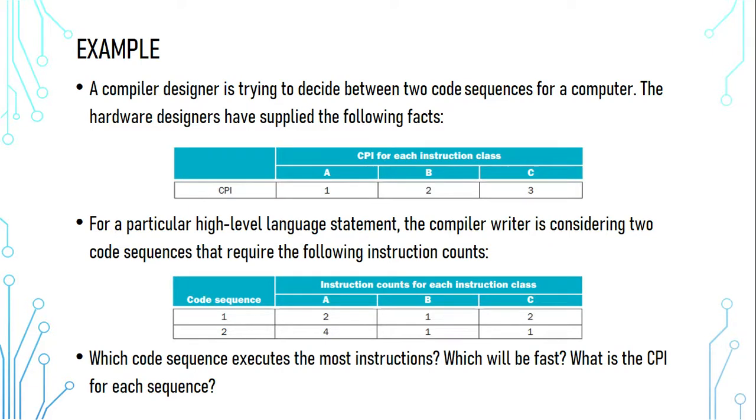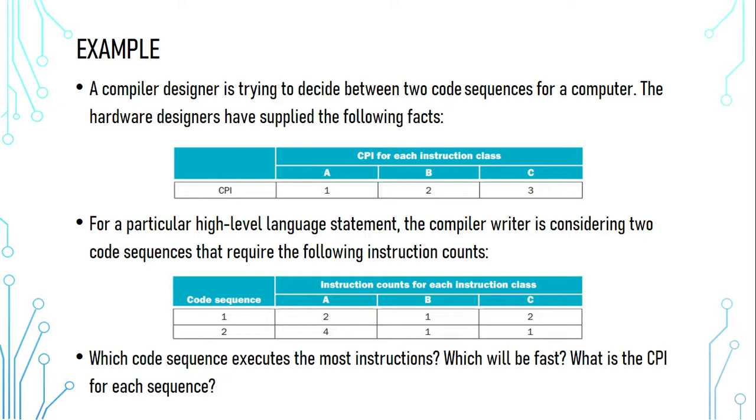Example: a compiler designer is trying to decide between two code sequences for a computer. So the clock rate is the same and does not need to be considered in our equations. The hardware designers have supplied the following facts. The table shows the CPI for each instruction class. For a particular high-level language statement, the compiler writer is considering two code sequences that require the following instruction counts. Each row of the second table shows how many instructions of each instruction class are required for each code sequence.